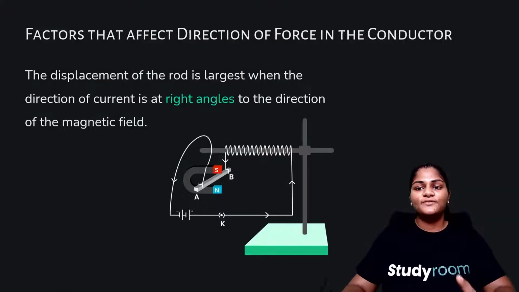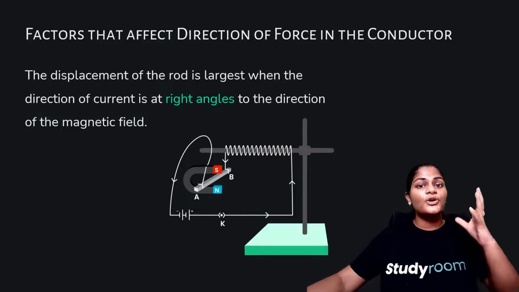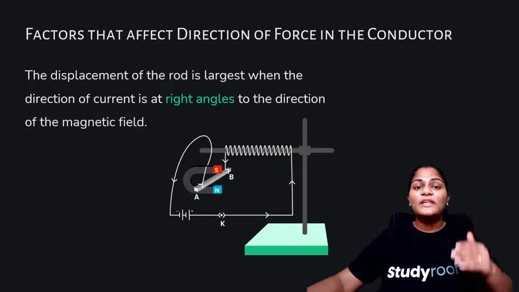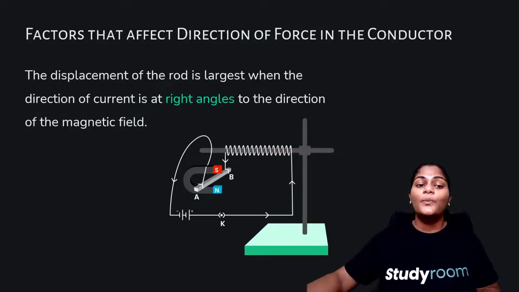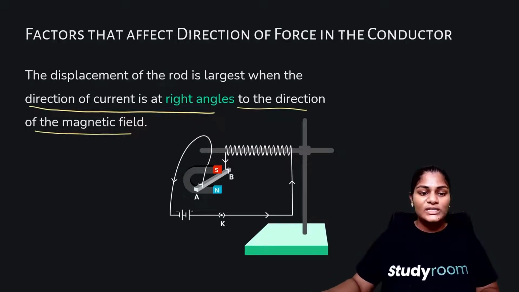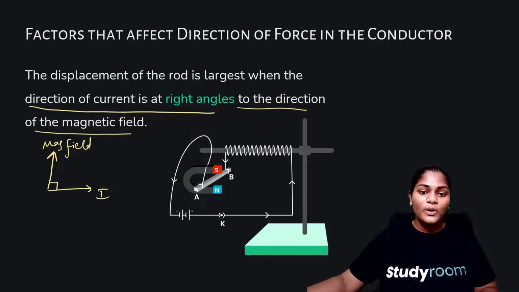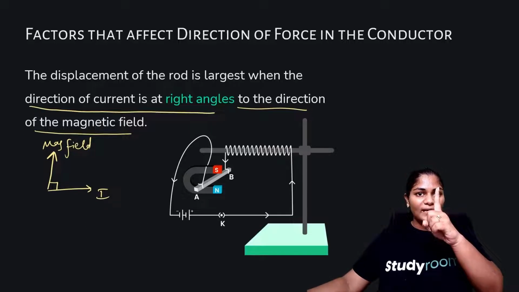Now, factors that affect the direction of force in the conductor: this is also experimentally observed, that the displacement in the rod is largest when the direction of current is at right angles to the direction of the magnetic field. Okay, what does that mean? That if the magnetic field is in this direction, the current is in this direction, so that there is a 90-degree angle between them.